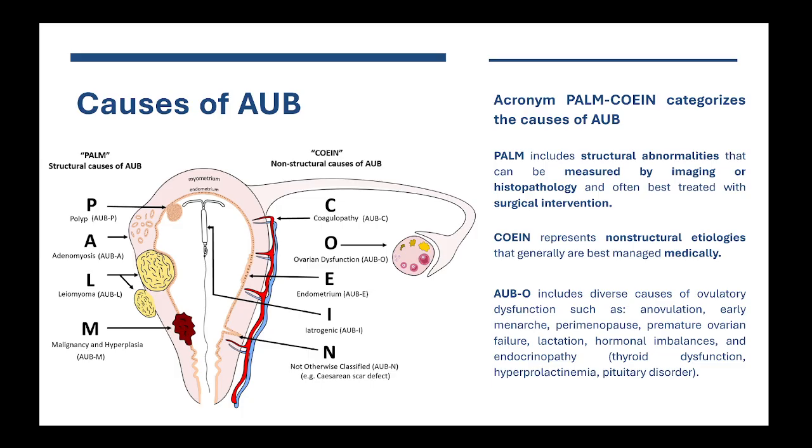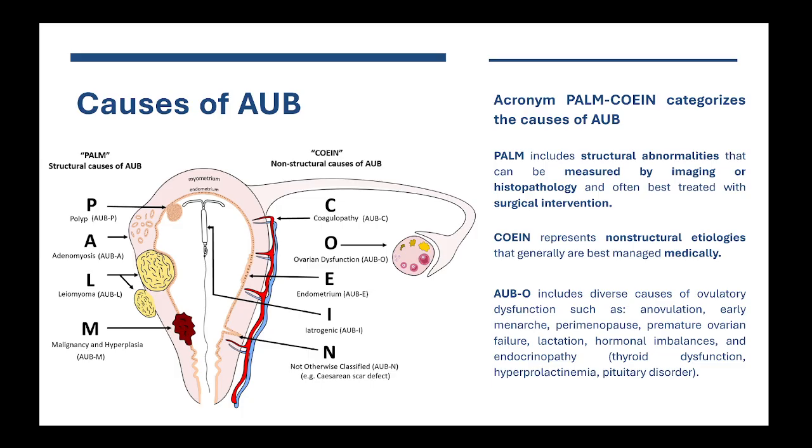We'll focus on the abnormal bleeding caused by ovarian dysfunction, which can include different causes. For example, anovulation, early menarche, perimenopause, premature ovarian failure, lactation. Usually, women breastfeeding will have no or decreased ovulation because of the high hormone levels. However, there will occasionally be some ovulation during lactation, so it is not a perfect contraceptive method. Some women can get pregnant during lactation.